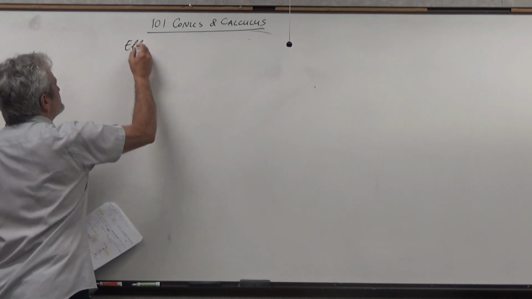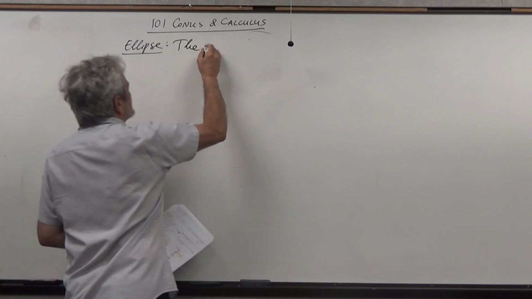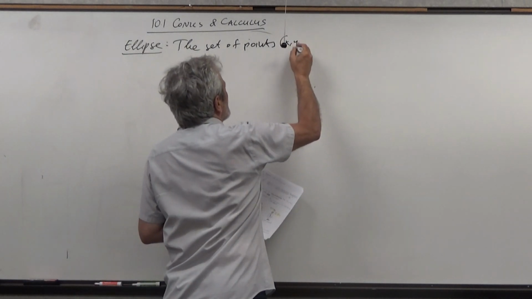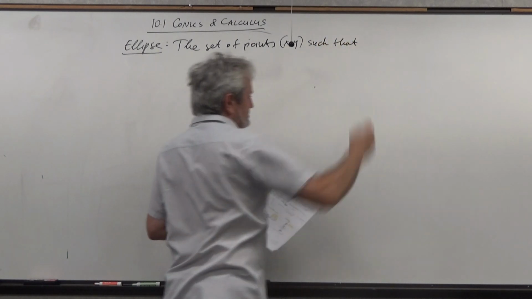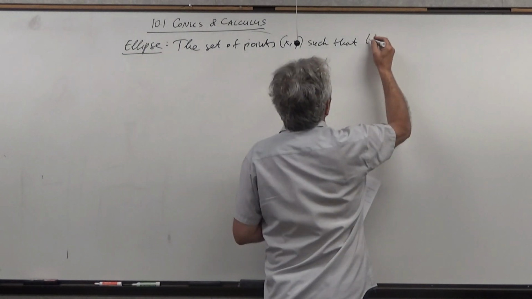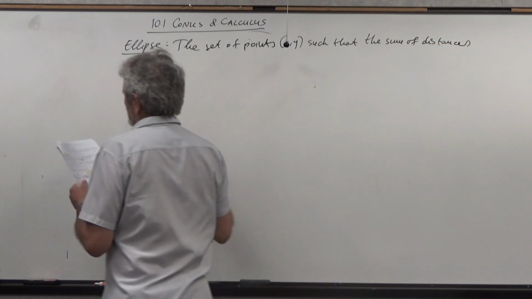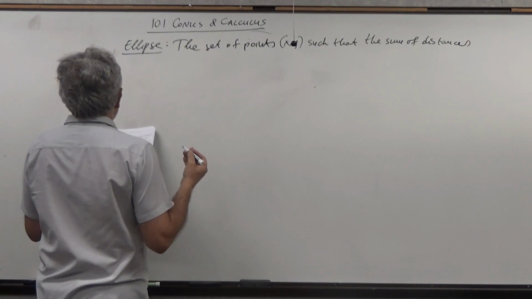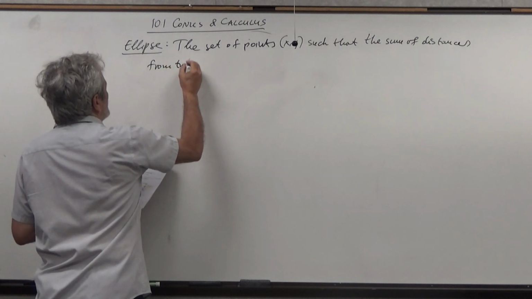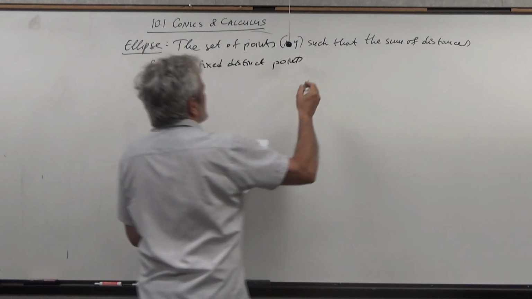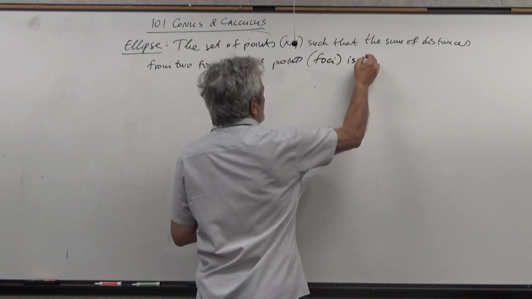So now I believe it is the ellipse. The set of points xy such that the sum of distances from two fixed distinct points, called foci, is constant.